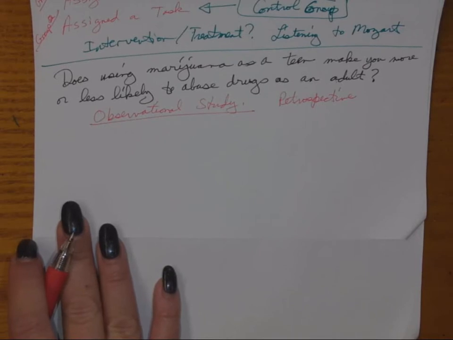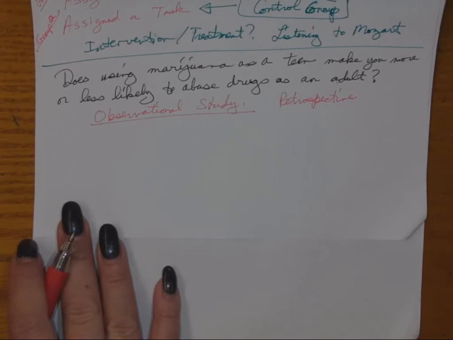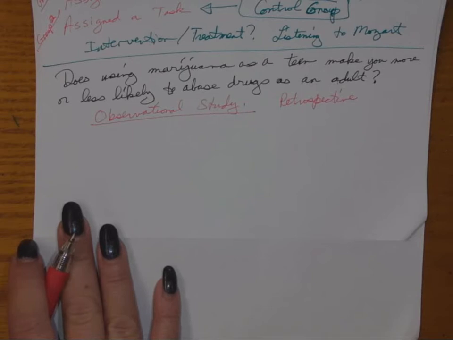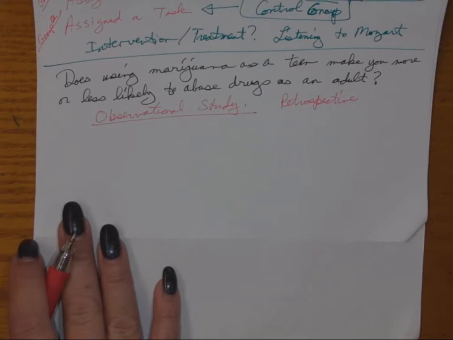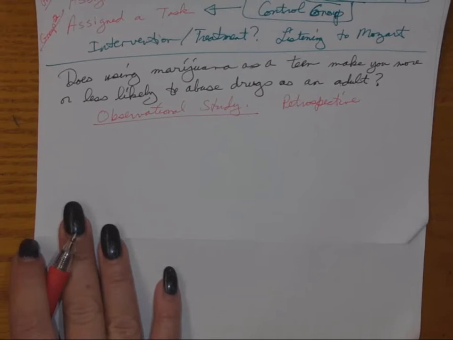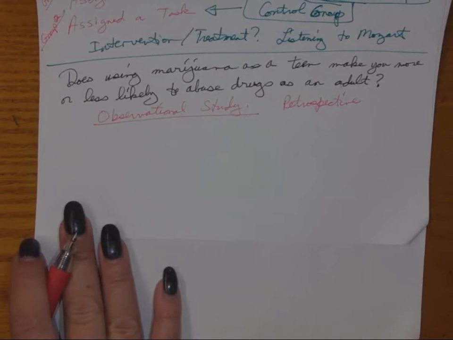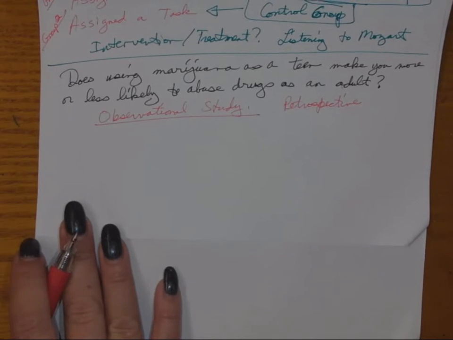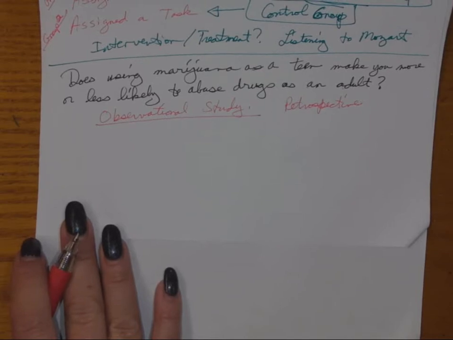Okay, the book that I'm looking at says an observational retrospective study is really your only option in this case. You would collect data to determine whether adults who abuse drugs are more or less likely to have tried marijuana as teenagers than adults who do not abuse drugs. It would be highly unethical to conduct any experiment in which some of the participants are given this kind of drug. So, there you go. Yay. That's exactly what we said.